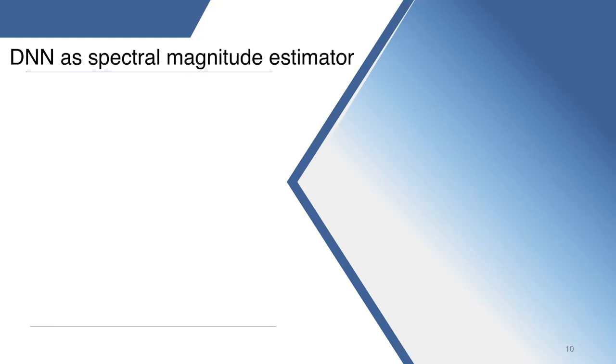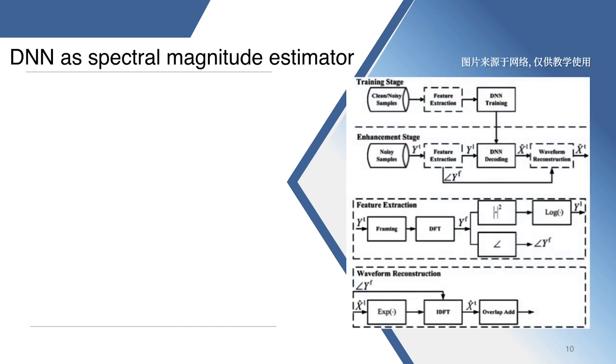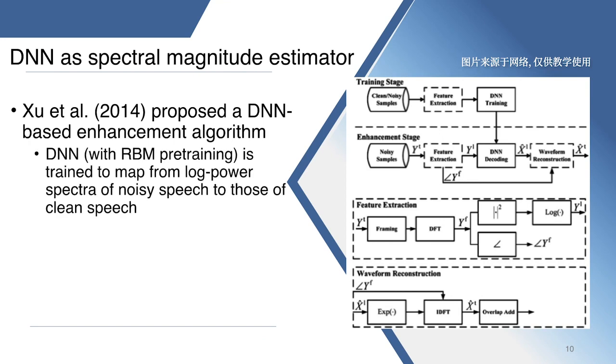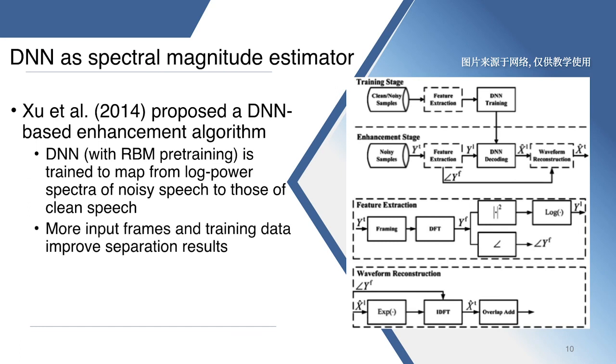In the year 2014, Xu and his co-workers published a study using a DNN with RBM pre-training to map from the log power spectrum of noisy speech to that of clean speech. More input frames and training data improve separation results. Up to now, many subsequent studies have been published along the lines of TF masking and spectral mapping.